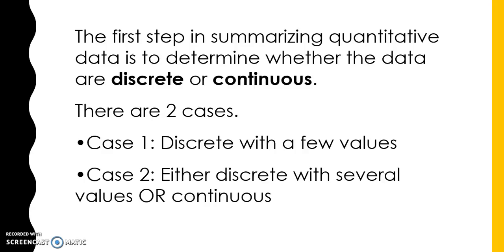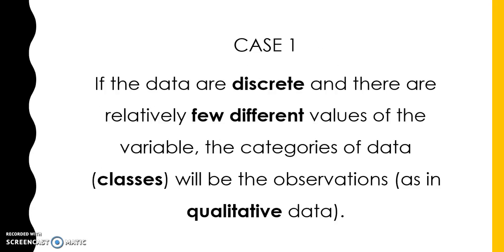So let's go back and look at our example. Remember in our example, we're just looking at the values 0 through 5, so that's discrete with a few values. So in the first case, which is the case that we're working with, we have data that's discrete and there are relatively few different values. So the categories of data will just be the observations. Let's continue on our example, and then we'll come back with a different example that goes into the case 2 category.